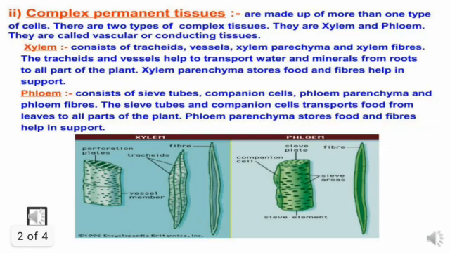There are basically two main functions: they store food, and the fibers help in support. Now next we will talk about phloem. It consists of sieve tubes, companion cells, phloem parenchyma and phloem fibers. Now what are the functions of phloem? The sieve tubes and companion cells transport food from leaves to all parts of the plant. Then secondly, phloem parenchyma stores food and fibers also help in support.